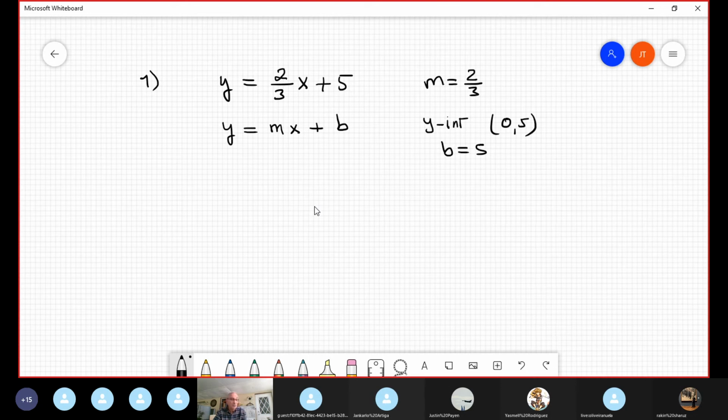Because it's the point, no? The y-intercept is a point, and it's on the y-axis. Therefore, the x component is always 0: (0, b). It's only identification. This is super straightforward. Yes or no?